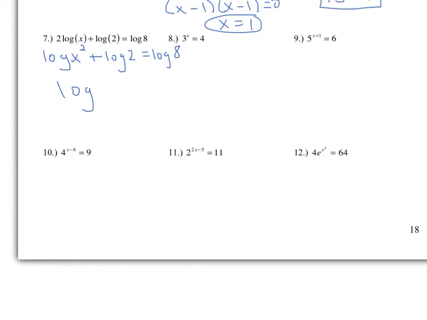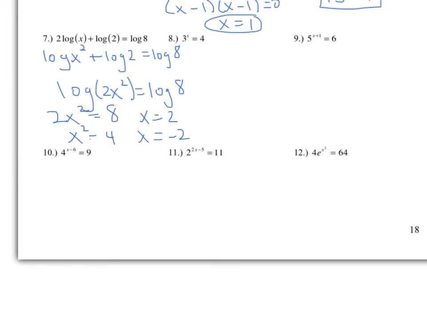And remember, if it's an addition, we're going to multiply what we're taking the logs of. So I'm going to multiply 2 times x squared. It would just be log of 2x squared equals log of 8. And now, lucky for us, on the left we have a log that's base 10. On the right we have a log that's base 10. So I can go ahead and set 2x squared equal to 8. So 2x squared equals 8, x squared equals 4, so x is 2 or negative 2.